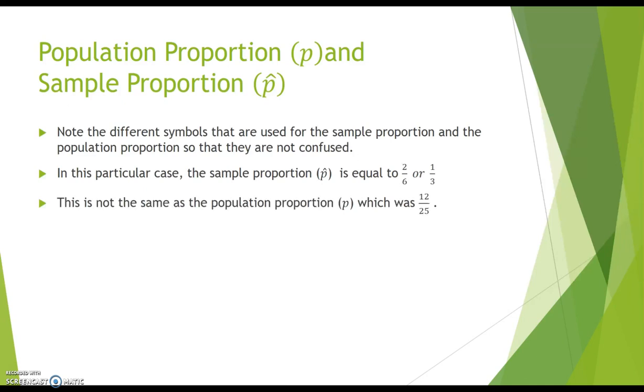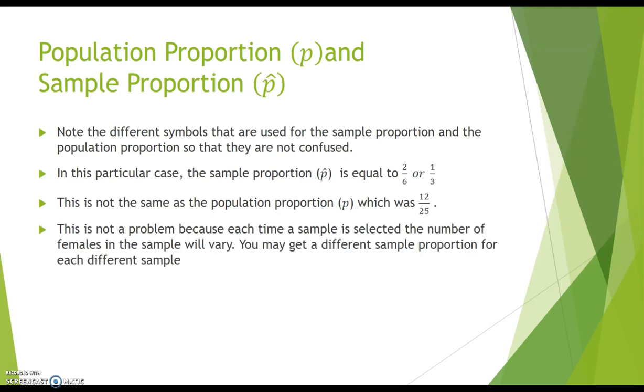This isn't the same as the population proportion, which remains constant. In this case, P was 12 out of 25. There isn't a problem with this because each time a sample is selected, the number of females in the sample will vary. You may get a different sample proportion for each different sample that you select.